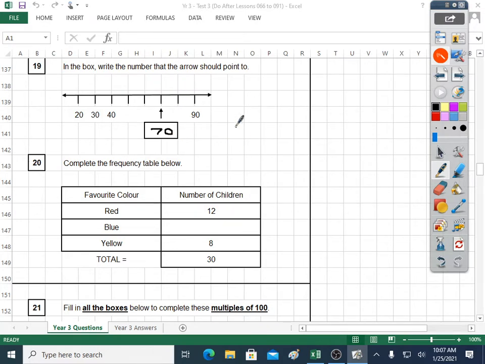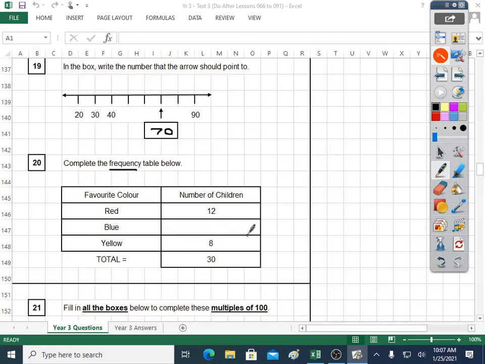Question 20. Complete the frequency table below. That just means a number table, really, where you have number of children here. Favourite colour, red. Number of children, 12. Favourite colour, blue. Number of children, a mystery. Favourite colour, yellow. Number of children, 8. Total, 30. So there's 30 children. There's no total of the colours, of course. But there's 30 children in total.